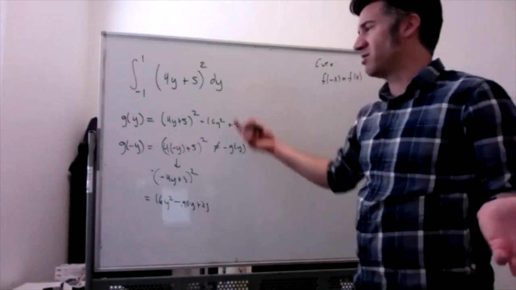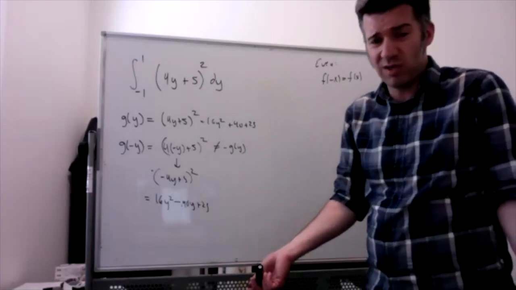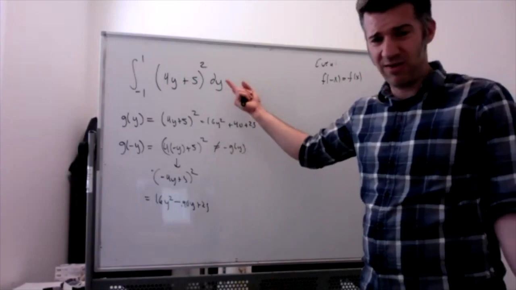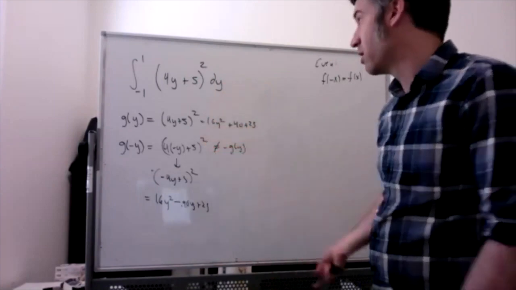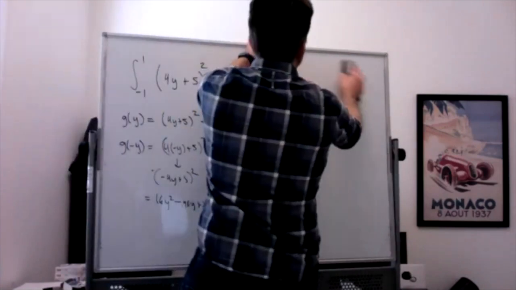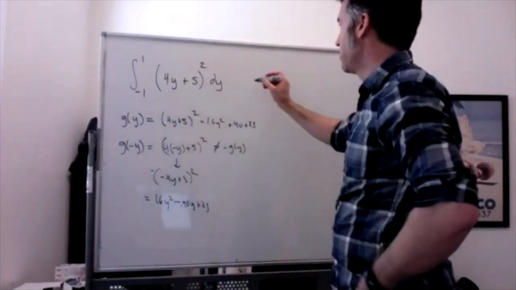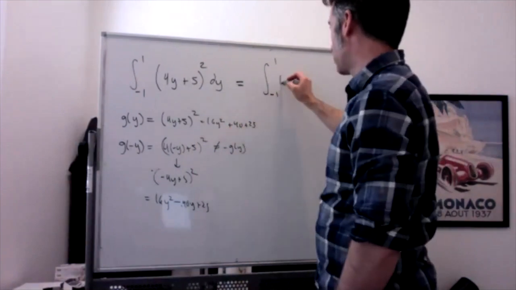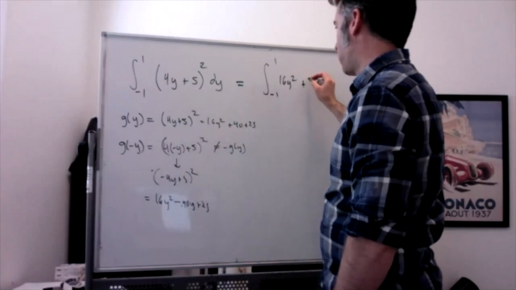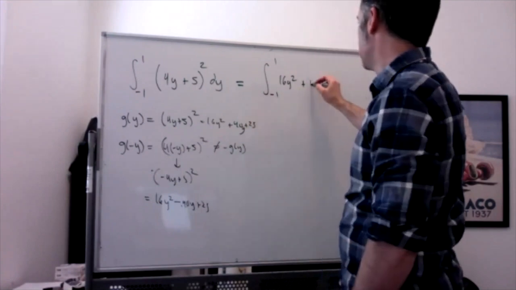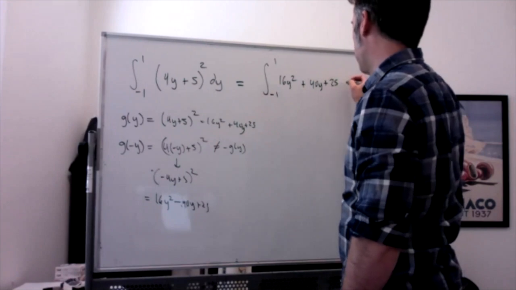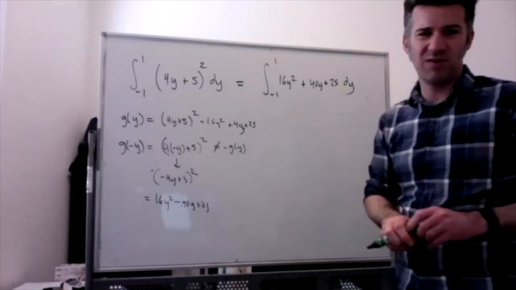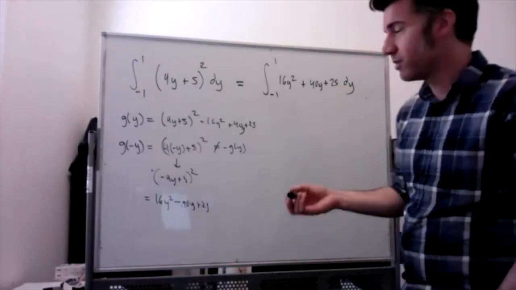So we want to do this. There's a couple ways we could do it. You could do a u sub, or you could just multiply it out. To me, when the power is the second power, I feel like multiplying out is probably the easier way to go. So I would multiply this out and write it as the integral from -1 to 1 of 16y squared plus 40y plus 25. I don't see a better way to, that's not true. I mean, you could do the u substitution, but it doesn't feel great.